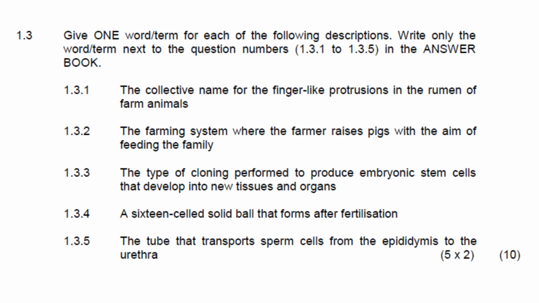The farming system where the farmer raises pigs with the aim of feeding the family. The highlight there is feeding the family, so that is subsistence farming. Now subsistence farming is small scale and is just meant for feeding the family, the farmer's household. Just like what I do, I plant spinach at my home so that I can feed my family. The vegetables that I plant are not to be sold, but to feed my family.